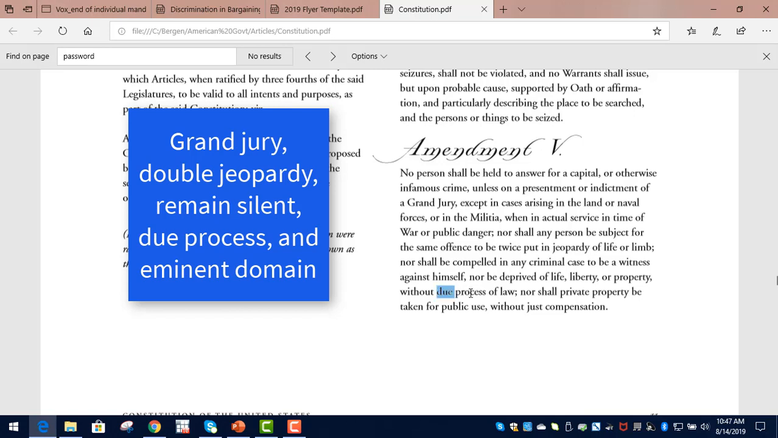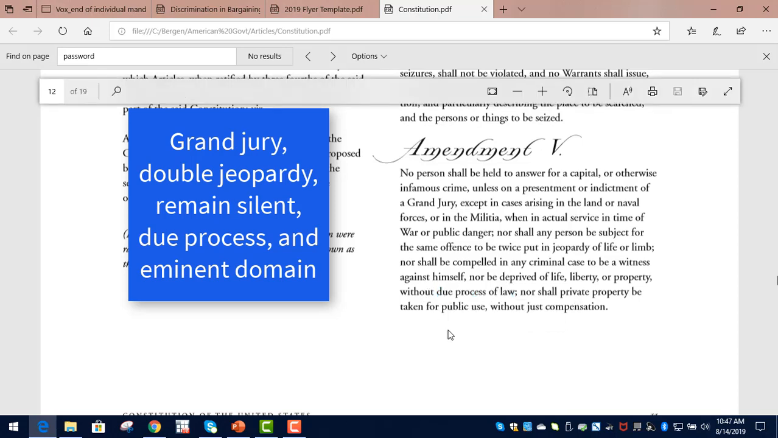Now, due process of law is another aspect of this. This is somewhat of a reiteration of the right of habeas corpus that we've already talked about. You're guaranteed due process of the law, so that the government cannot unfairly go after somebody or deprive them of their full process of determining guilt or innocence. And then the last part of the Fifth Amendment is what we call eminent domain, where private property shall not be taken for public use without just compensation.